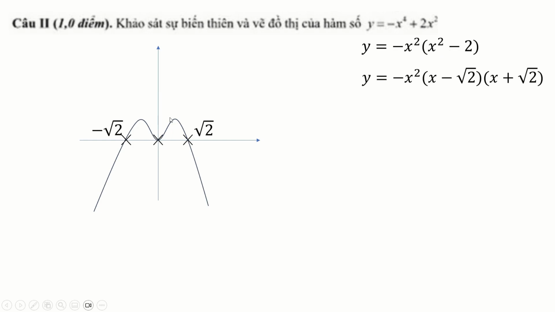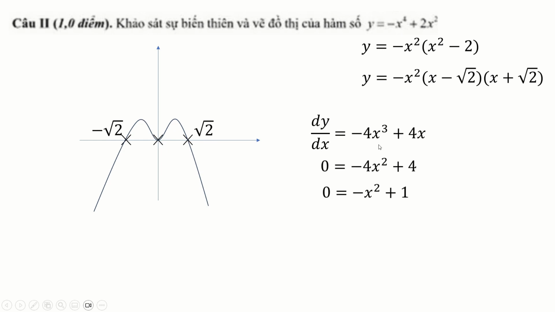The turning points then, so just differentiate this and we'll get this. Set that to be 0 and solve that, we'll get x is plus or minus 1. And then put 1 into here and you end up with your 2 turning points there, and we should be good to go.